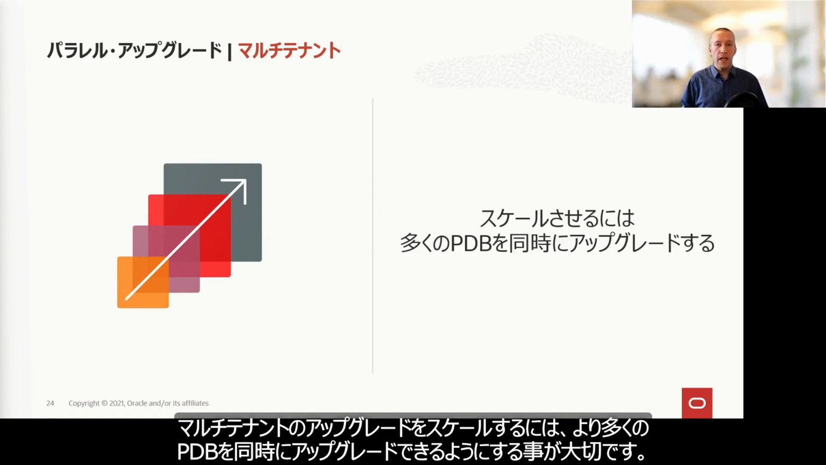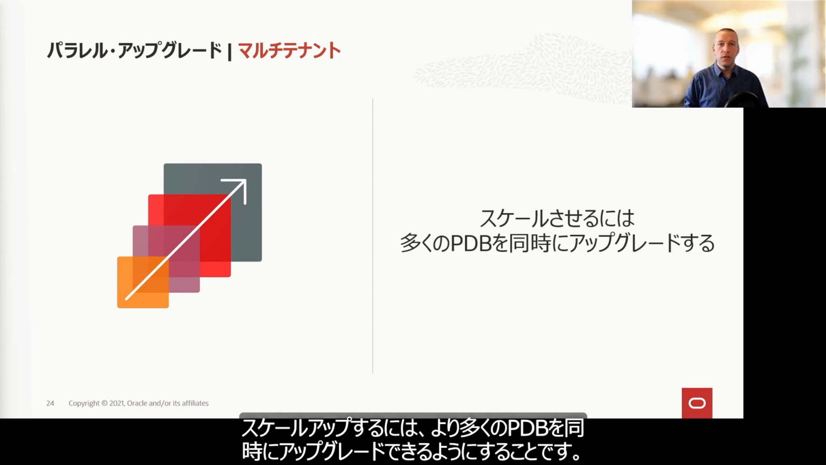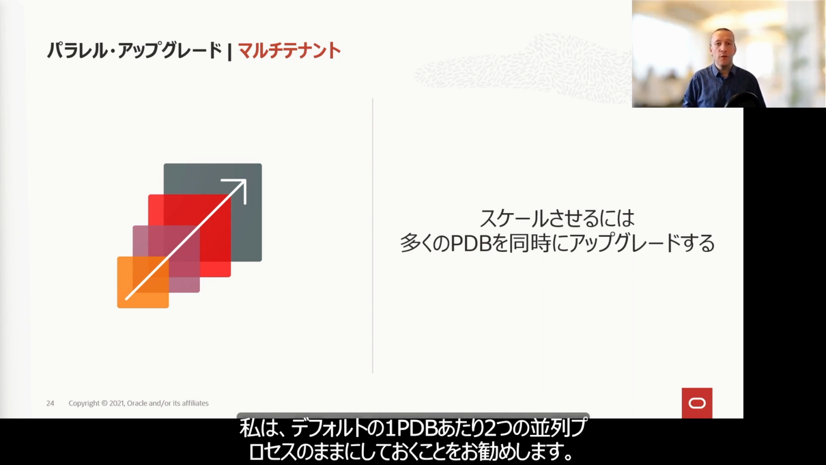The way you should scale your multi-tenant upgrade is by allowing more PDBs to be upgraded at the same time. If you scale your upgrade by allowing more parallel processors per PDB, you will see more workers being idle and you will see more contention in the dictionary and in the shared pool. So you scale by allowing more PDBs to be upgraded simultaneously. And I would recommend that you stick with the default 2 parallel processors per PDB.